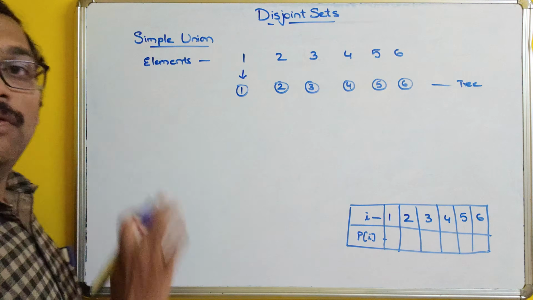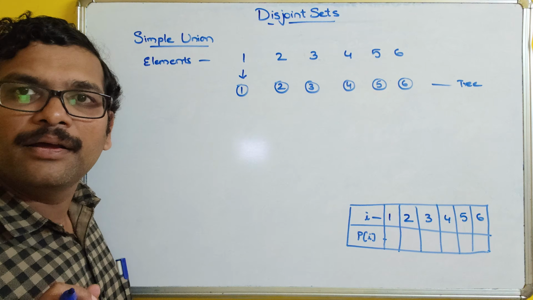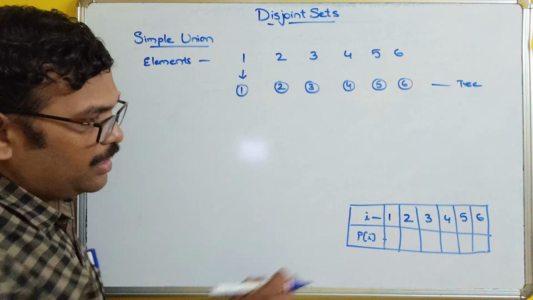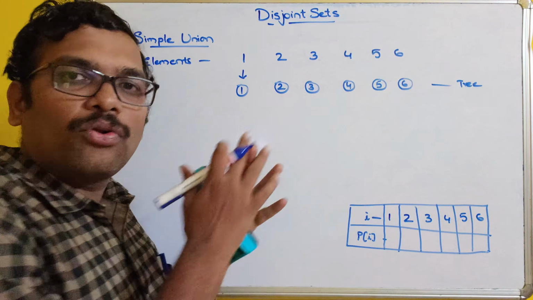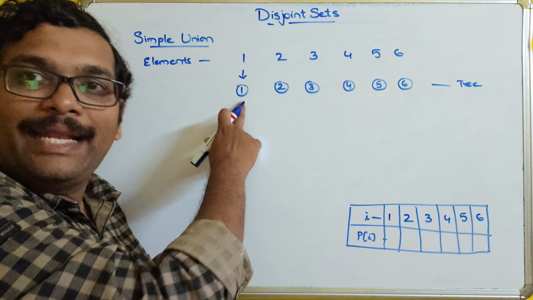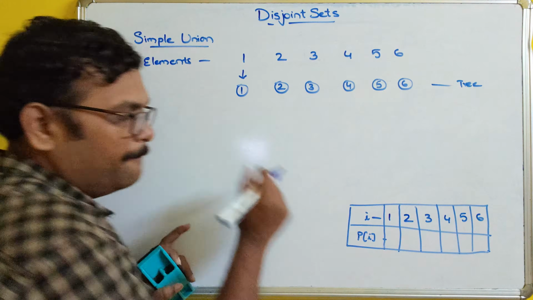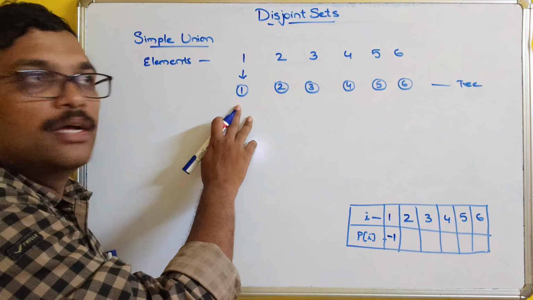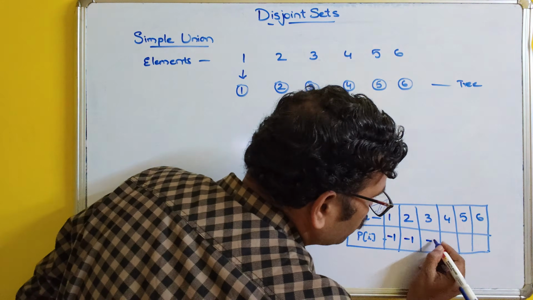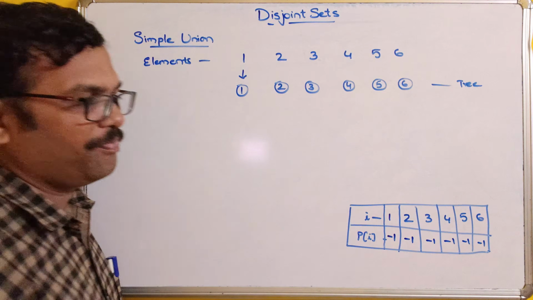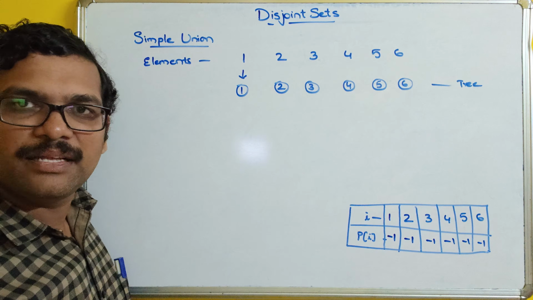Now what we have to do: initialize -1 to the parent. So here all these are individual elements, so these are all the roots. This is one tree with only one element. So what is the value of parent of this one? It will be -1 because it is a root. Parent of 2, again it's -1 because it's a single element. And it is also -1, -1, -1 and -1. Initially this is -1.